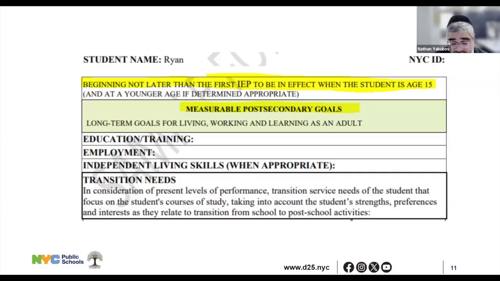On the bottom, we're talking about transition needs. That might include adult assistance to travel in the community, might include instruction in functional reading and mathematics, or development of self-advocacy skills, right? Or independent use of public transportation. Anything that we would need to train the student to be able to really transition to being on their own when they're leaving school and moving out into the world.